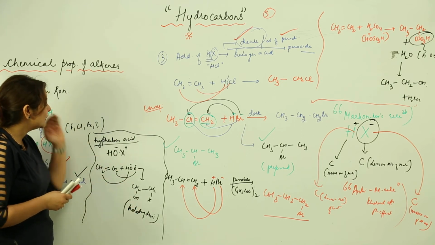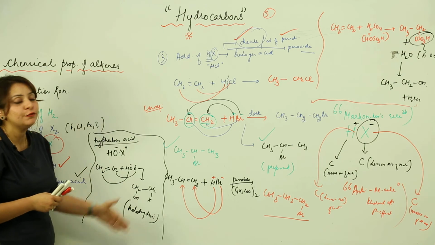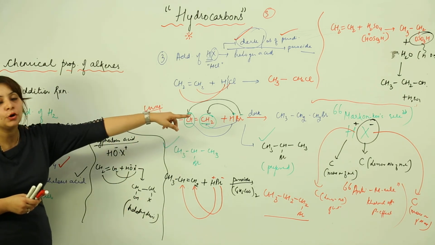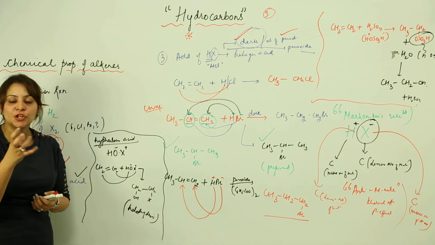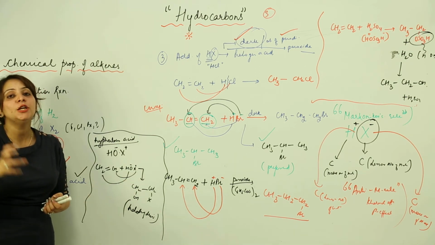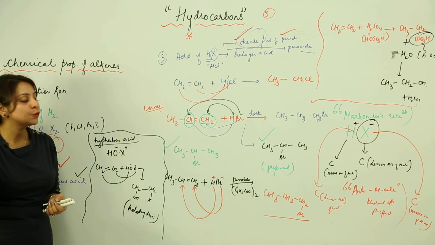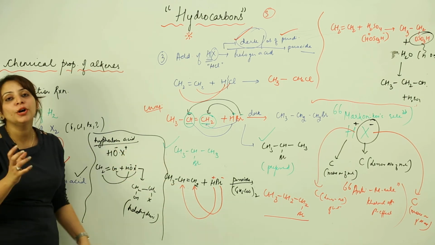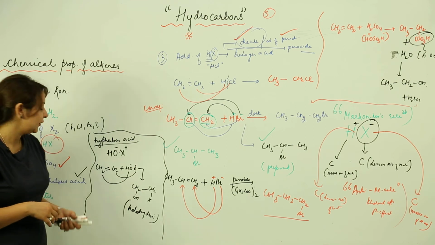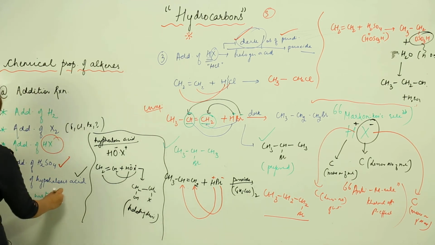And if you get an unsymmetrical alkene, this will follow the same rule, that is Markovnikov's rule that we did for HBr. So whenever you are adding any substance which contains a positive and a negative part, you need to follow Markovnikov's rule. But when you have addition in the presence of peroxide for HBr, you are going to use the anti-Markovnikov's rule, right? So next is addition of water.